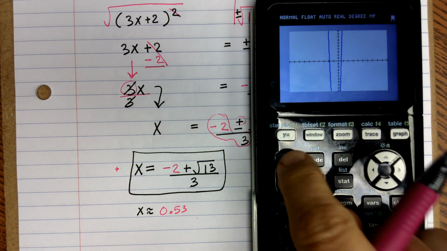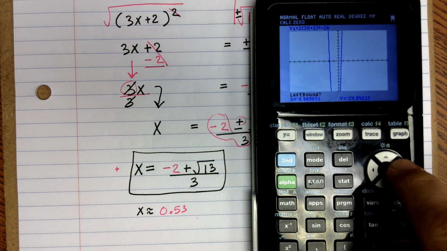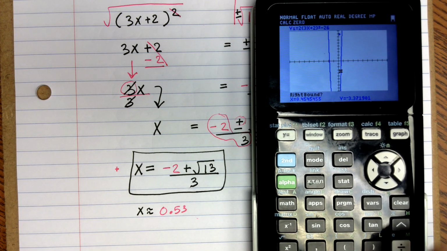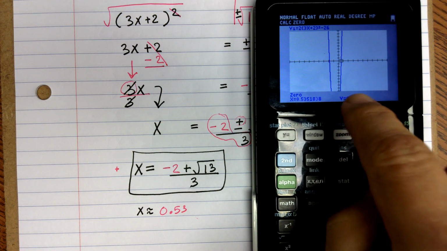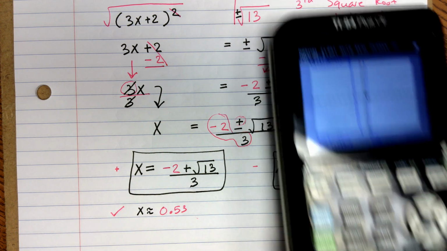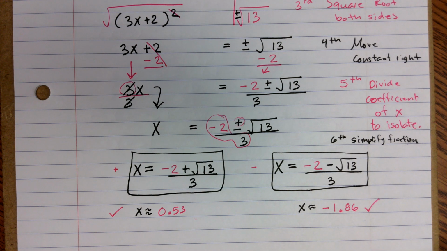I'll hit clear, hit second trace again, go to zero, hit enter, and I'm going to go to this right-hand side, go to the left of my zero, which is a little bit below it, hit enter, click to the right, hit enter, and notice it says 0.5351838. And notice I had 0.53. So I can go and check that off as well and go, you know what? I did it by hand and I solved it and got exact answers, but then I went ahead and used the calculator to confirm that my zeros were correct.